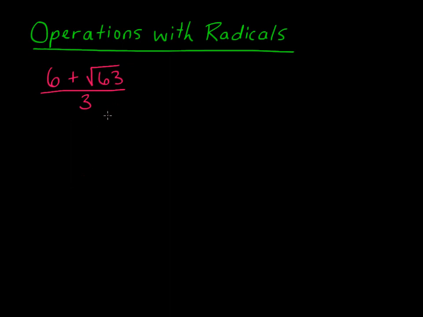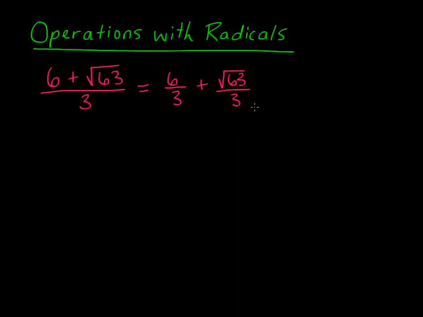In some cases, when you're simplifying expressions that contain radicals, it might be beneficial to break a fraction up into multiple fractions. So in this case, for example, we've got 6 plus square root of 63 over 3, but we know we can split this into two separate fractions as 6 over 3 plus the square root of 63 over 3. So again, if we were to go backwards, if we added these two fractions, the denominator would stay the same as 3, and then we would add the numerators.